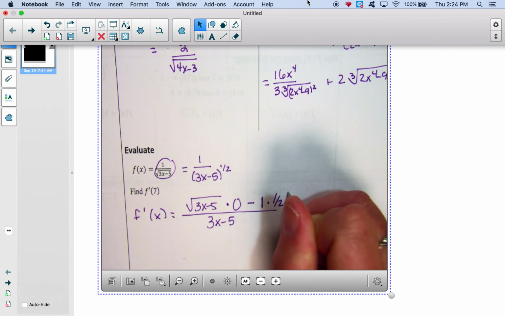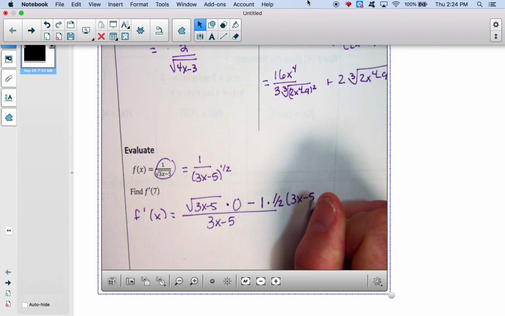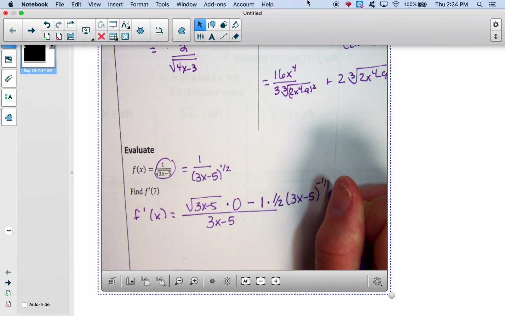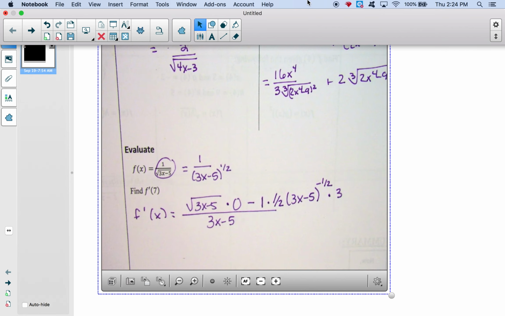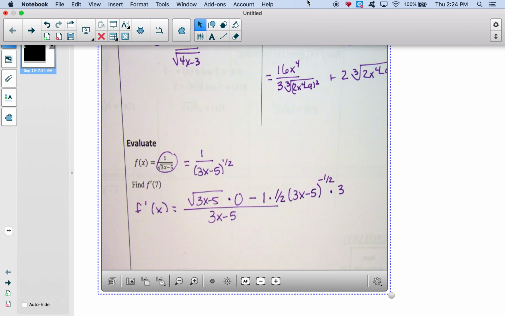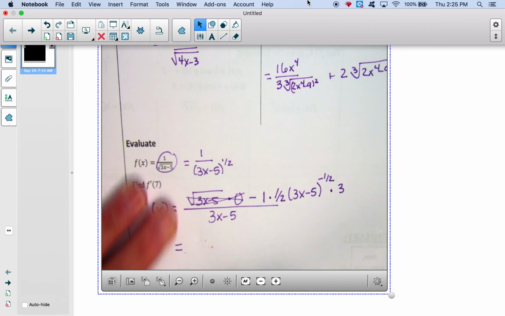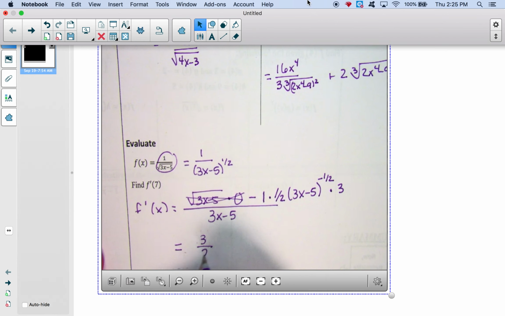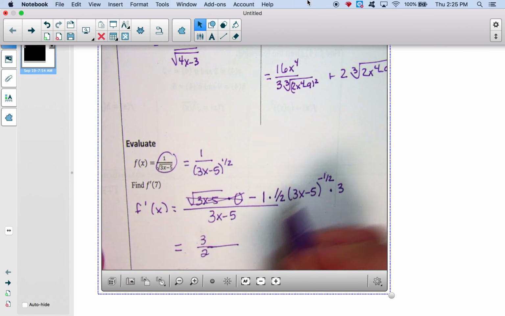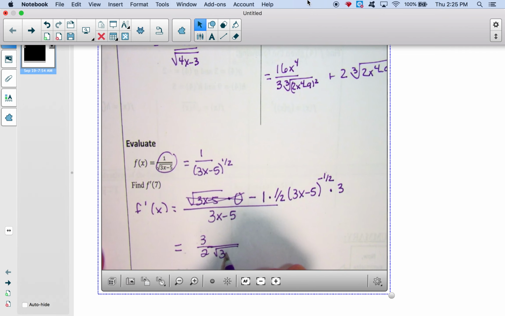So that's 1/2, 3x minus 5, reduce the power by 1, times the derivative of what's inside. Well, this is gone. 3 times 1/2, well, that's just 3 halves. Let's do this. This is 3 over 2. This right here is the square root of 3x minus 5.